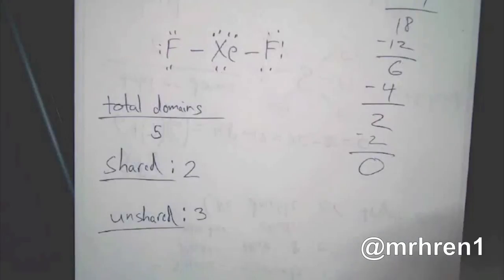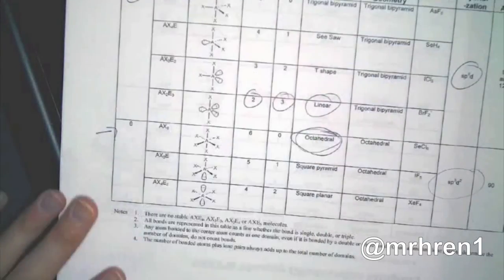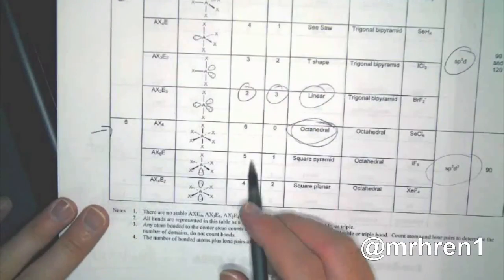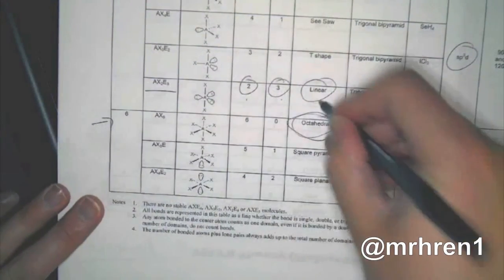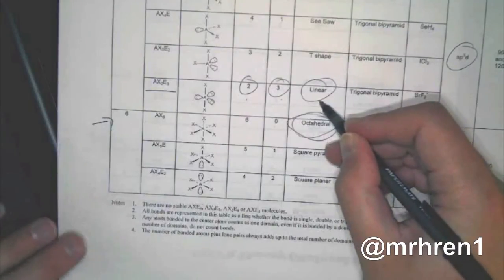To figure out your hybridization and your shape, you can look at your chart. You've got 5 total domains. You've got 2 shared, 3 unshared. Believe it or not, that makes it a linear molecule.